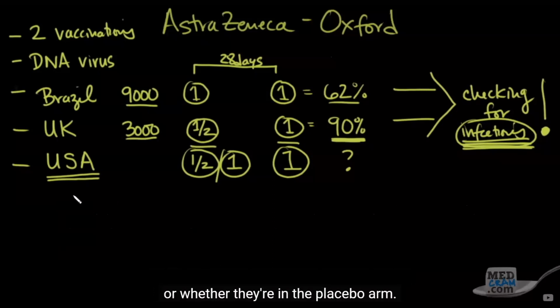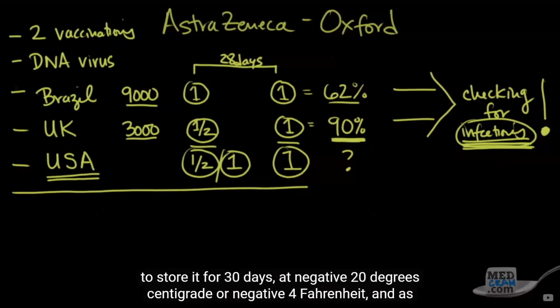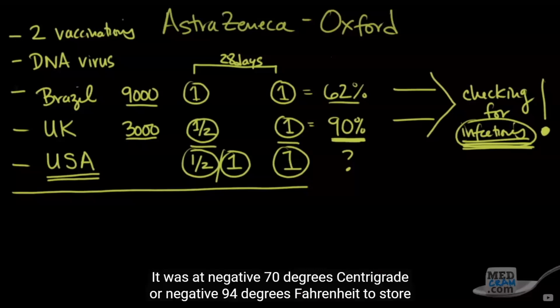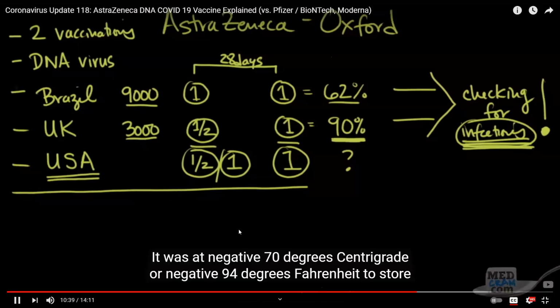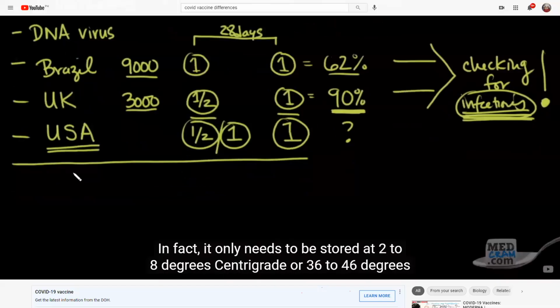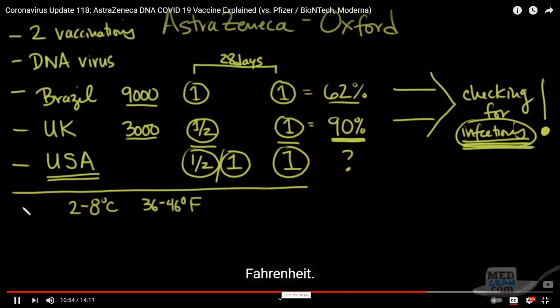So what are some other possible advantages? Well, with the Moderna vaccine, as we talked about, it had to be stored, if you wanted to store it for 30 days, at negative 20 degrees centigrade or negative 4 degrees Fahrenheit. And as you recall, for the Pfizer vaccine, it was even more extreme. It was at negative 70 degrees centigrade or negative 94 degrees Fahrenheit to store it for 6 months. Here, just a regular refrigerator is all that is necessary. In fact, it only needs to be stored at 2 to 8 degrees centigrade or 36 to 46 degrees Fahrenheit. So those are some advantages there.